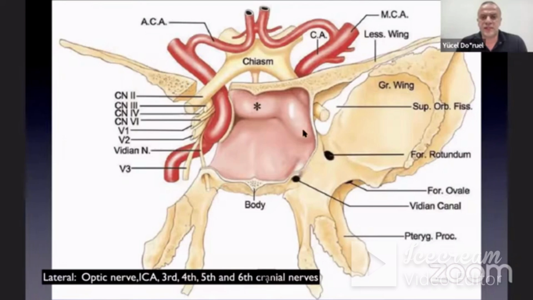This is summarizing the structures located in the lateral wall of the sphenoid sinus, which are the optic nerve, the third, fourth, first and second divisions of the fifth nerve, the sixth nerve, and the third division of the fifth nerve.